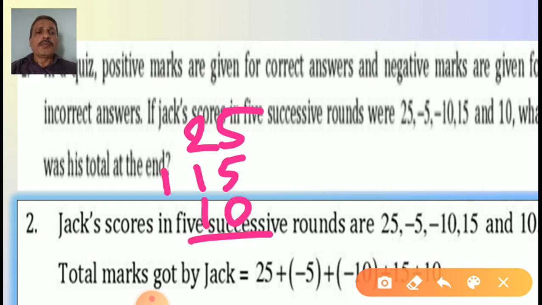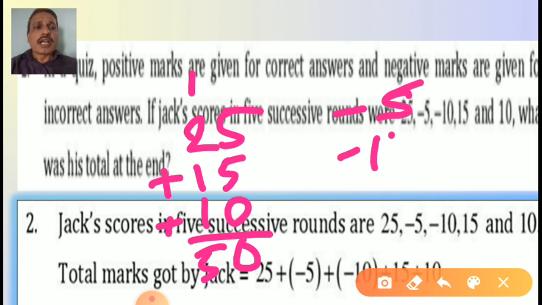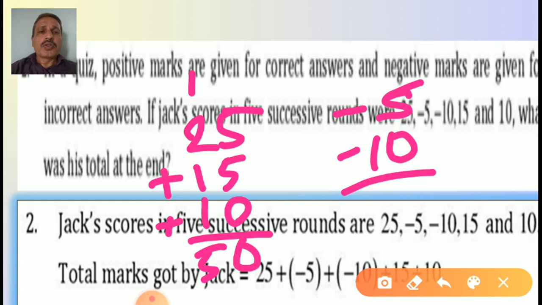What is total of these positive numbers? Yes, 5, 5, 10, 5 plus 5, 10 plus 0, 10. 1 is the carryover. 1 plus 2, 3, 3 plus 1, 4, 4 plus 1, 5. So there are positive 50 marks. Now what about the negative marks? There are 2 times negative marks, 1 time -5, second time -10. Now we have to add up both numbers because both numbers have an equal sign, minus minus.